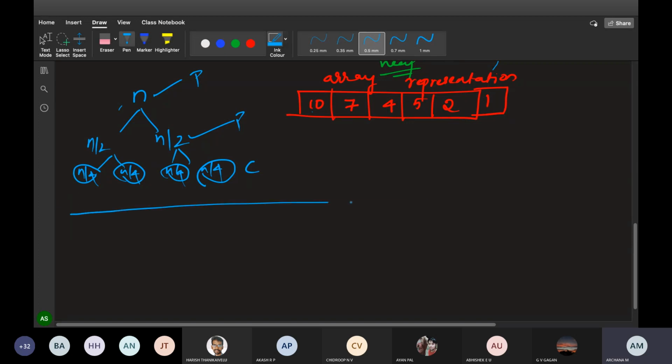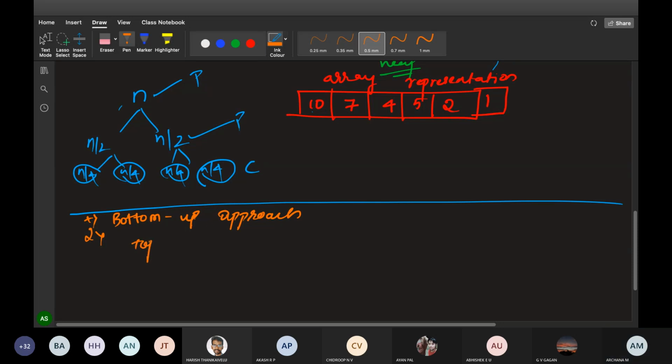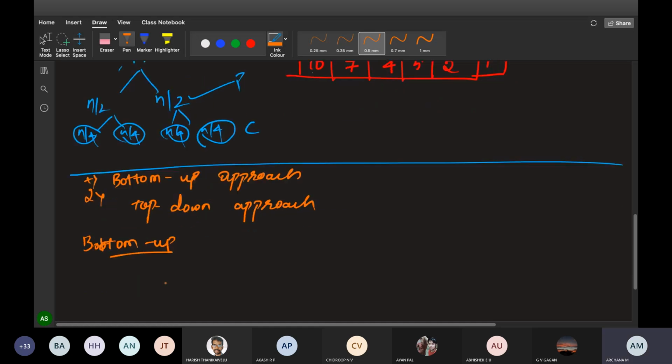Now we will go with the first important approach. There are two approaches. First one is the bottom up approach, and the second is the top down approach. First we will go with bottom up. What is this bottom up approach?